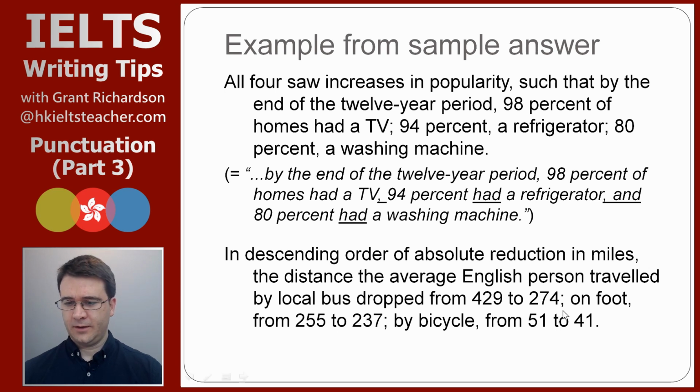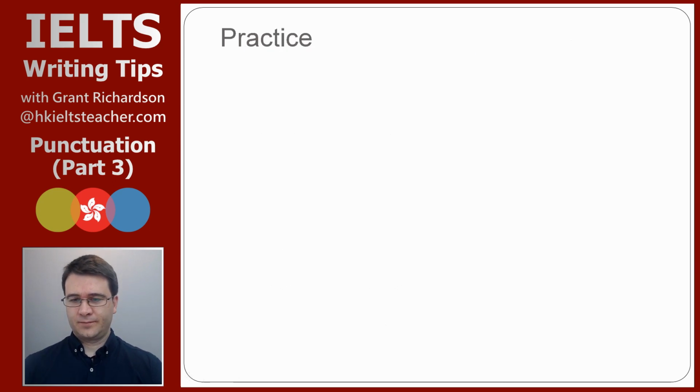We'd have a comma here, and then we'd say, the distance the average English person travelled on foot, and then we'd have the word dropped. We wouldn't have this comma, and then we continue from 255 to 237. We have another comma here, and then we would say, and the distance the average English person travelled by bicycle, again we'd say dropped from 51 to 41. That would be a very long sentence. So using the semicolon, we were able to keep this sentence rather short.